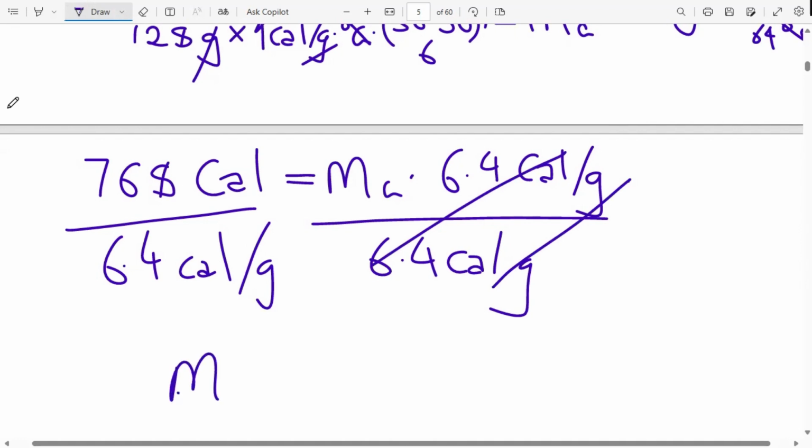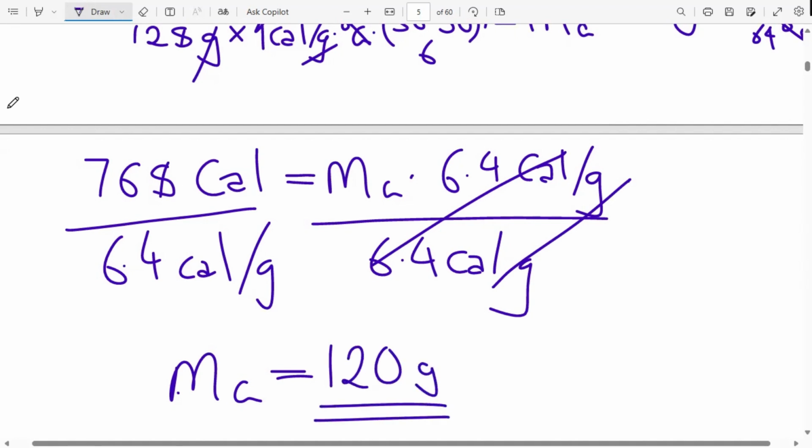I'm remaining with the mass of my copper being equal to 768 calories divided by 6.4. And this is going to give me exactly 120 grams of copper. So that's the final answer. 120 grams of copper are available in this systematic exchange of thermal energy. So that is all on part A of question 2.